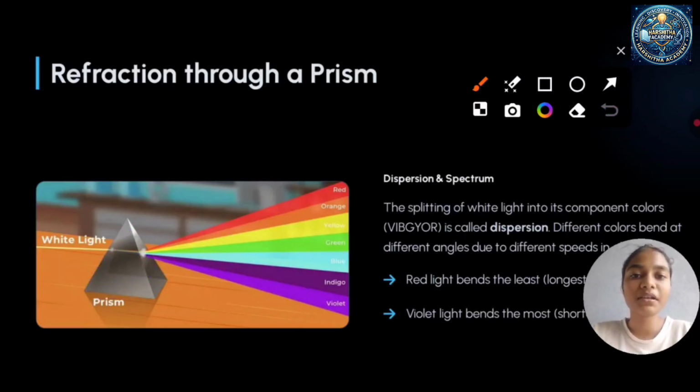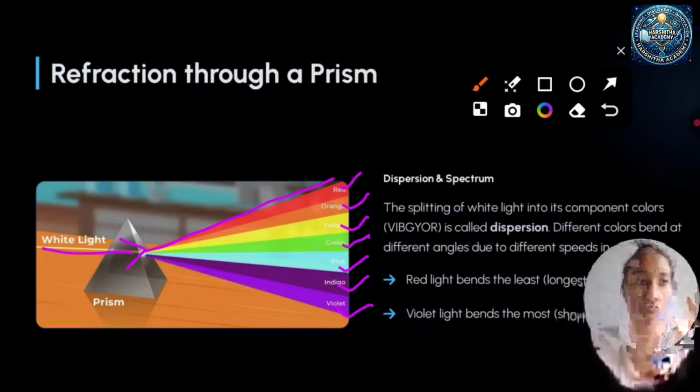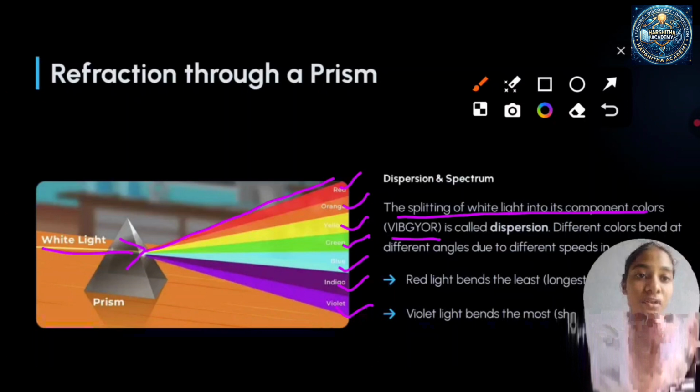Alright, what I am telling is, if white light passes through this prism, it splits into 7 colors: red, orange, yellow, green, blue, indigo, violet. So these 7 colors are split from white light. You know, white light is made up of 7 radiations. We call it VIBGYOR. Here the splitting of white light into its component colors like VIBGYOR is called dispersion of light.